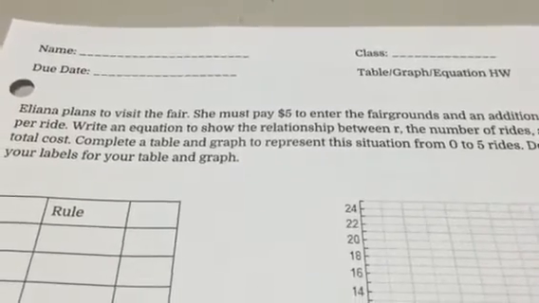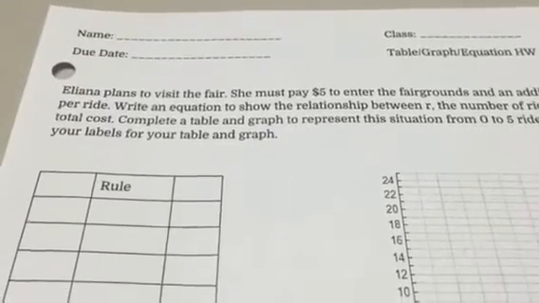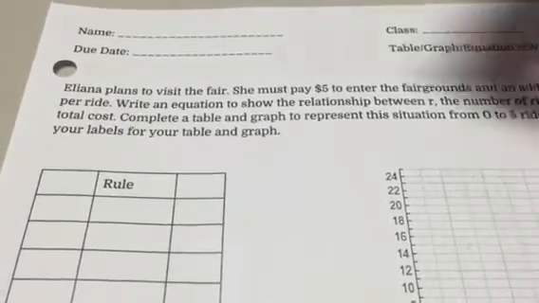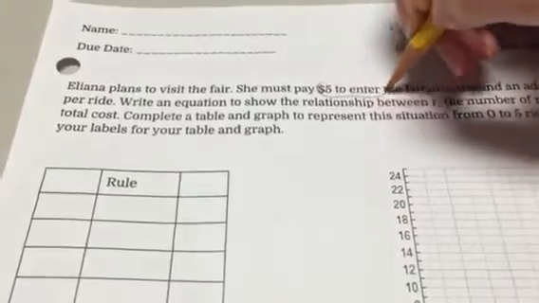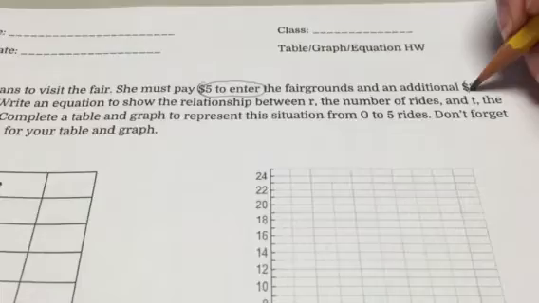Okay, this is the table, graph, and equation homework. I'm going to do the first one with you. It says Eliana plans to visit the fair. She's going to pay $5 just to enter and an additional $3 per ride.